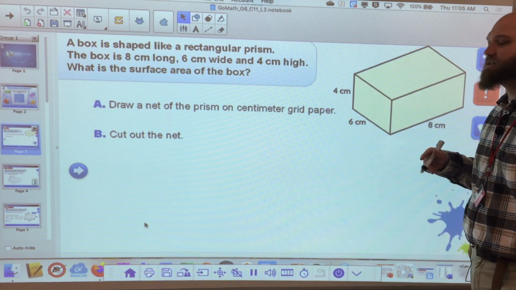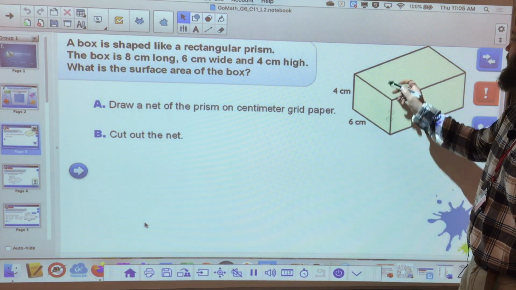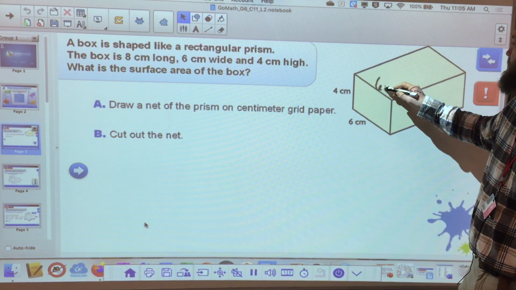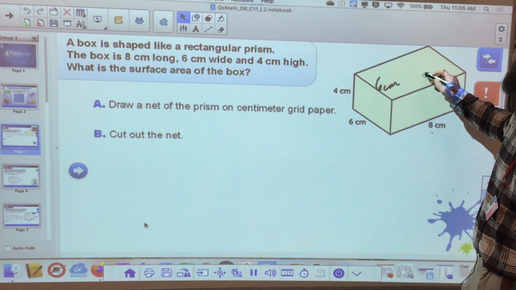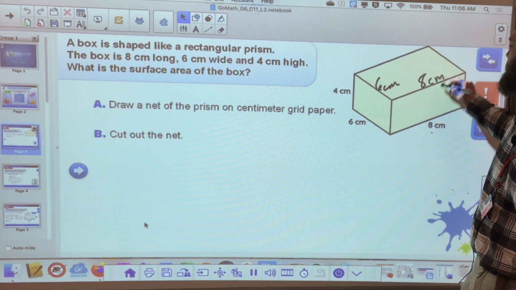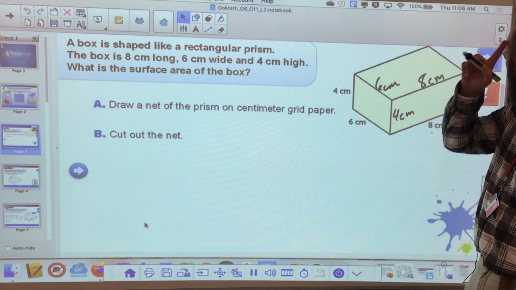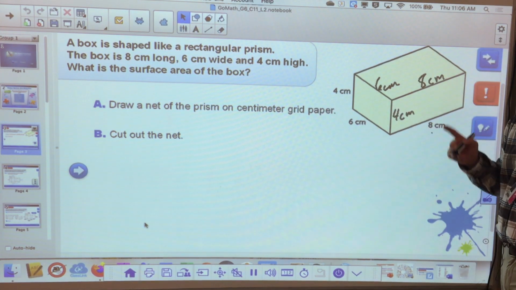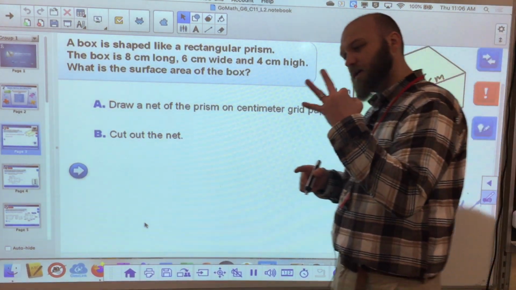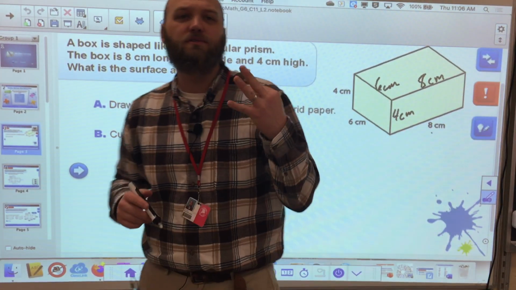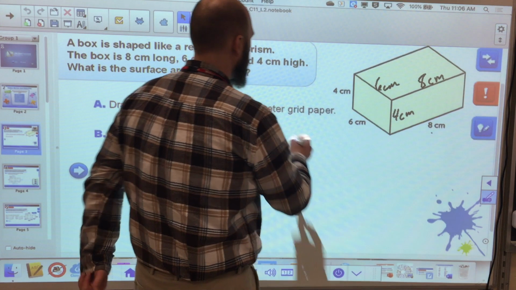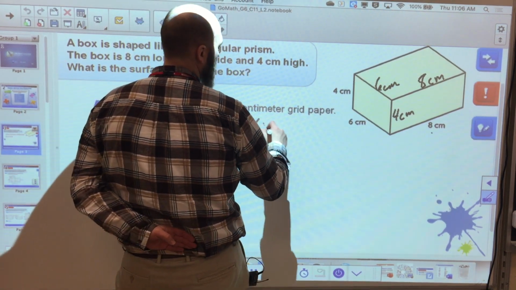I have 3 basic shapes, right? I know that if the bottom of this is 6, this is also 6 centimeters. If the bottom of this is 8 centimeters, this is also 8 centimeters. And if the side of this is 4 centimeters, this side is also 4 centimeters. So now what I have are three quadrilaterals with the dimensions. So I start and I go area equals length times width.